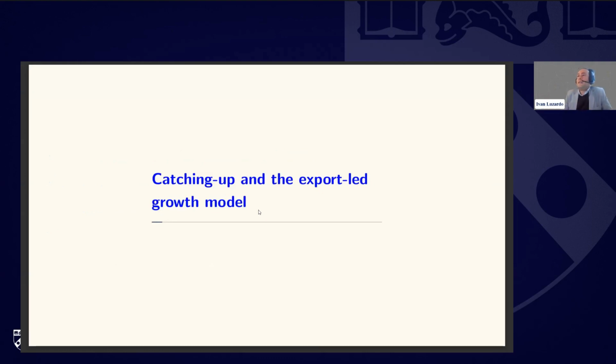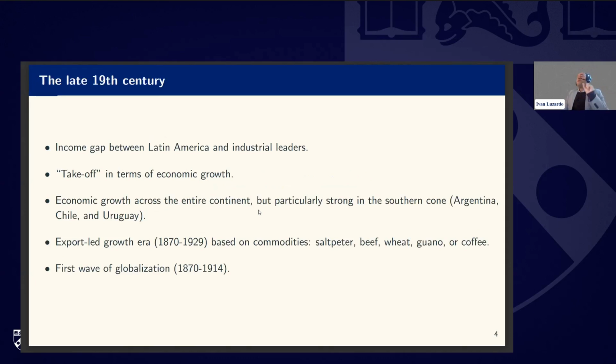First the theory, and also some relevant facts that we need to consider to analyze this period. The first point to consider is that in the late 19th century, we are talking about a region and a group of countries that have a substantial income gap with the developed or industrialized countries. Between the industrial leader of the world at the time, which we can assume is Britain, and Latin American countries, there is a substantial income gap.